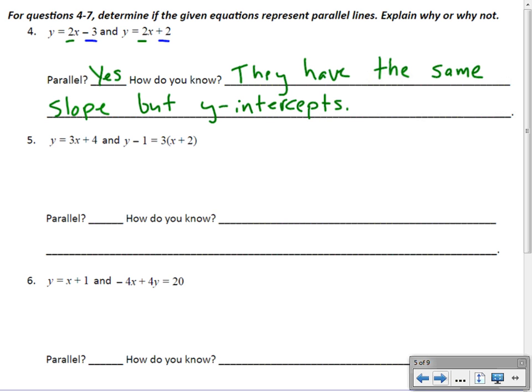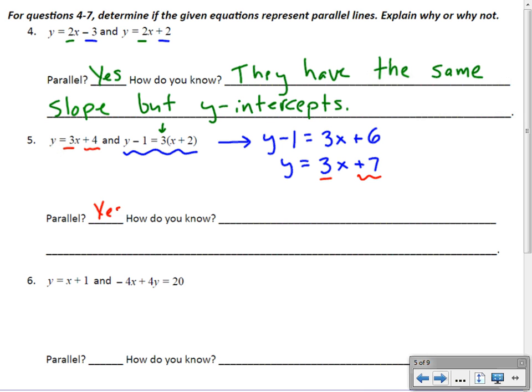Now, for number 5, it's not as simple anymore. To determine if these two equations would represent parallel lines, we have to see if they have the same slope and different y-intercepts. The problem is that for my second equation here, I can tell that the slope is 3, but I can't tell by looking at this what the y-intercept is going to be. So we need to do a little bit of work here first. We need to distribute and get y by itself. So let's distribute first, and then add 1 to both sides. So we get y equals 3x plus 7. Now we're in a better position to determine if these two are parallel lines. We can see that they each have a slope of 3, so same slopes, but different y-intercepts. So yes, again, these are parallel, and the reasoning is same slope, different y-intercepts.